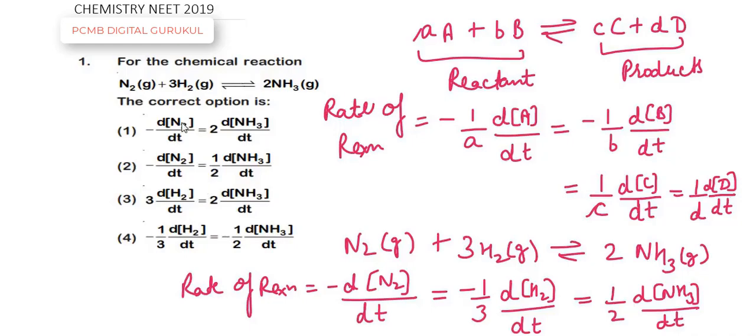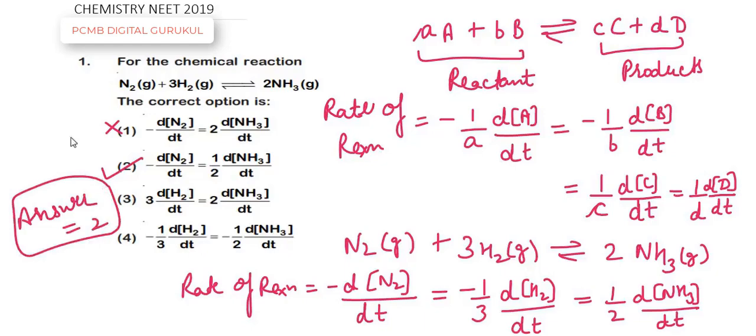Now see the question, we have to choose the correct option. The first one is minus dN2 by dt is equal to 2 dNH3 by dt. This is wrong. The second one is minus dN2 by dt is equal to 1 by 2 dNH3 by dt. So the second option is the correct option. So the correct answer for this question is option number two.